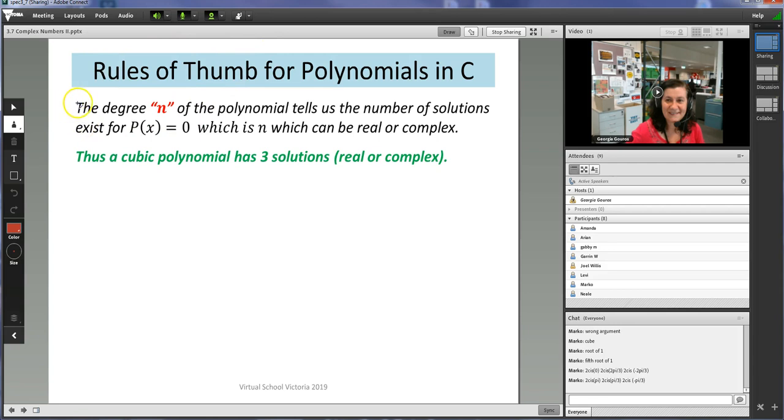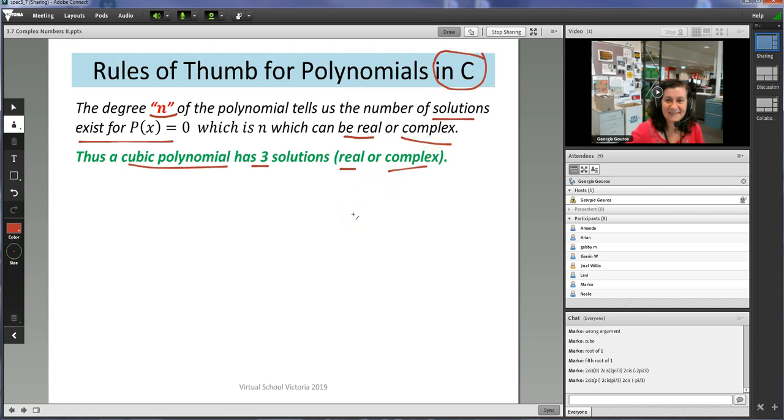So the degree of the polynomial tells us the number of solutions we have in the complex number system. Some can be real and some can be complex, but there's going to be n. Any polynomial raised to the power of n is going to have n solutions, and they can be real or complex, which is not the case when you're doing this in methods. So what does that mean? For example, a cubic polynomial has 3 solutions, and some of them can be real and some of them can be complex. When you're solving in C, that's important.